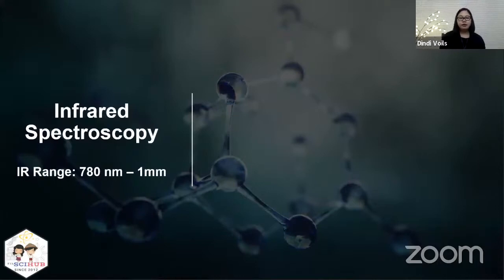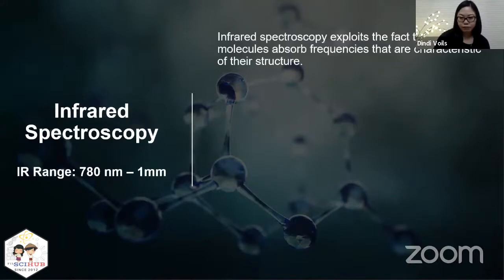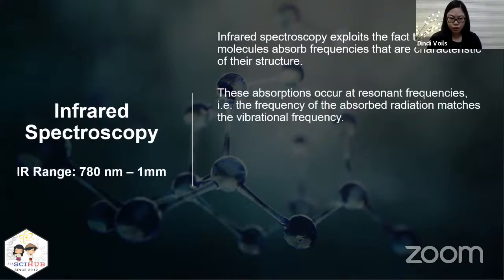So the first type of absorption spectroscopy that we will be talking about is infrared spectroscopy, or IR spectroscopy. The range is from 780 nanometers to 1 millimeter. So IR spectroscopy exploits the fact that molecules absorb frequencies that are characteristic of their structure. These absorptions occur at what's called resonant frequency. So these are the frequencies where the absorbed radiation matches the vibrational frequency.